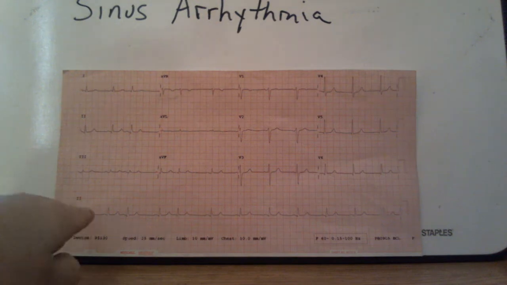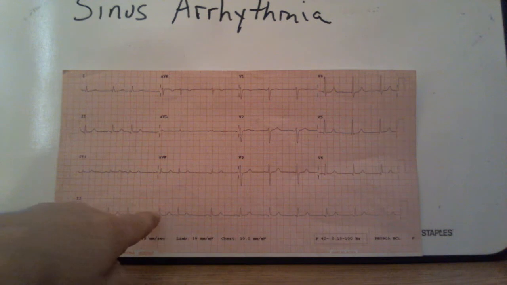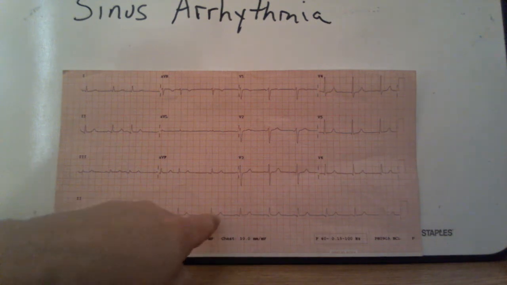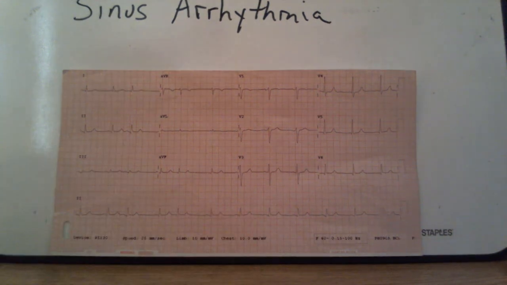And if you look at lead 2 on the bottom, it's very close, further apart, close, further apart. A sinus arrhythmia is a rhythm that is common in people ages 18 to 25. And this rhythm is not based on exercise. What it's based on is breathing.